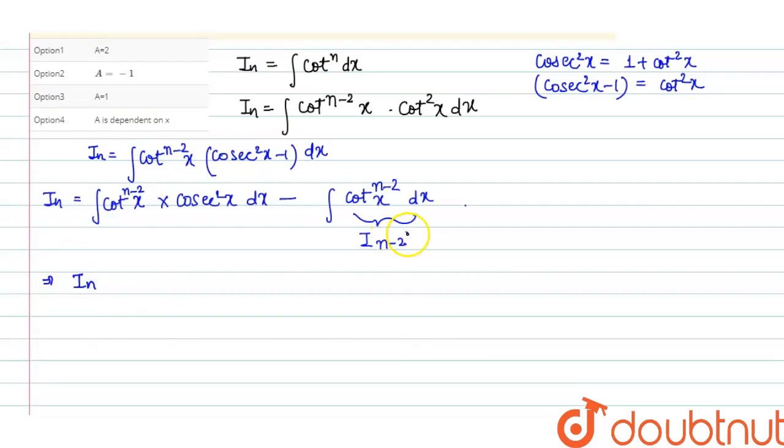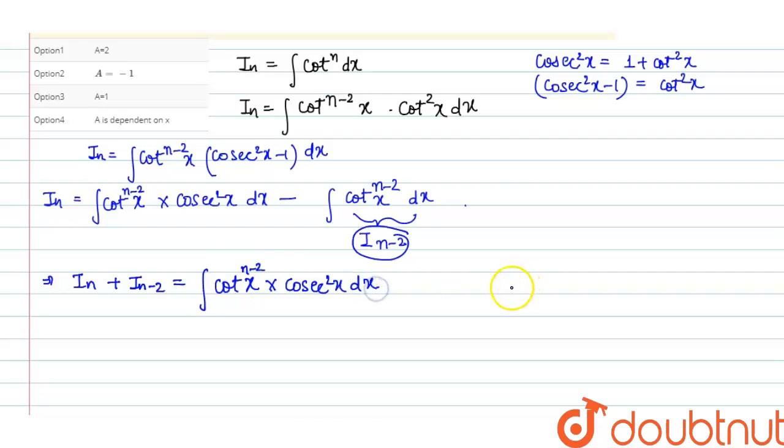Now finally we can write the equation like this. Transferring I_n minus 2 to the left side, I get I_n plus I_n minus 2 equals the remaining term, which is the integration of cot x to the power n minus 2 into cosec square x dx.